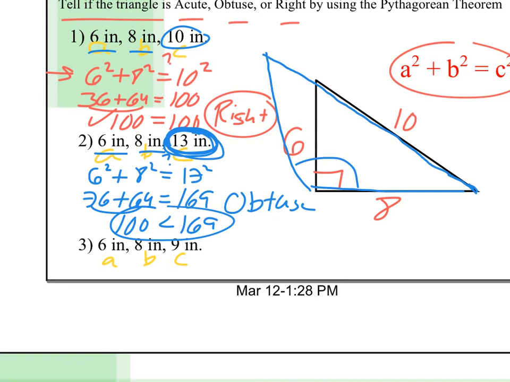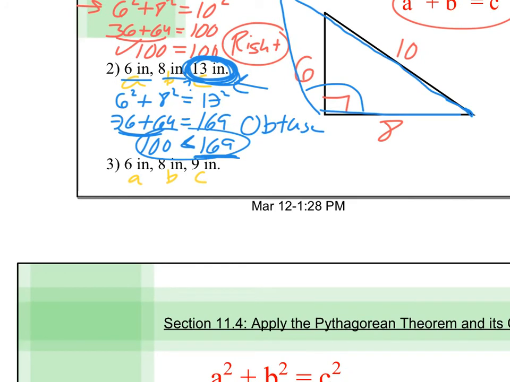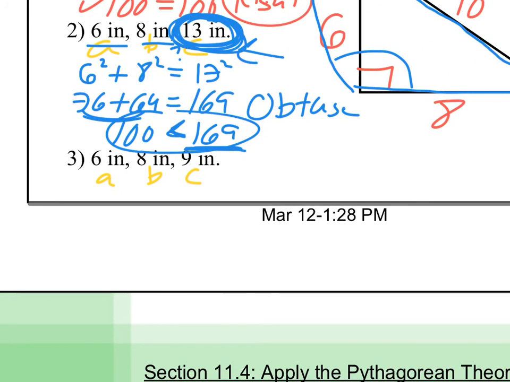The C, that longest side, the hypotenuse, when we squared it, that was bigger than A squared plus B squared. That was bigger than the other 2 added together, okay? So when C is bigger than the other 2, that's when you get the obtuse case, all right? Let's do this last one, and look how we've set it up.